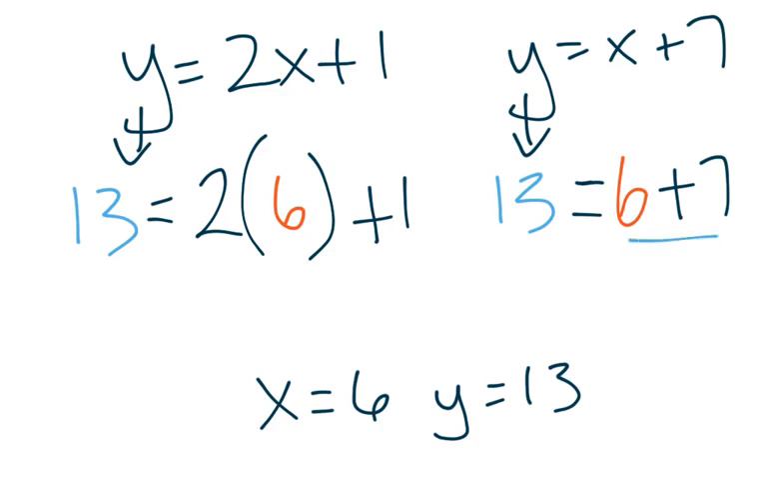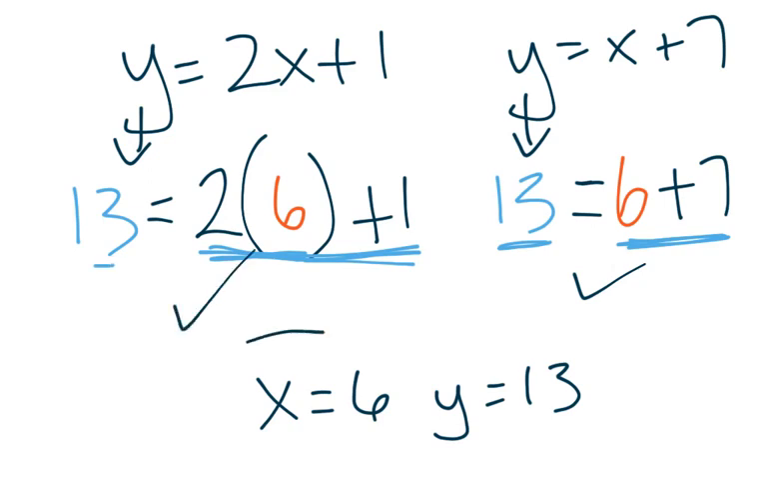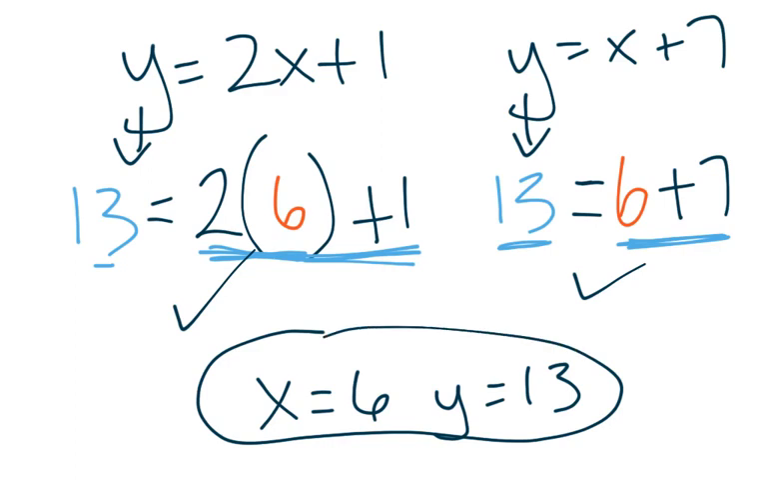Is 6 plus 7 equal to 13? Yes, it is. So this one's good. All right, let's try this one. 2 times 6 is 12, plus 1, is that 13? And yes, it is. So this is good. So we know that these solutions are right because they work in both equations. They have to work in both equations, or else we've done something wrong and we need to start over.